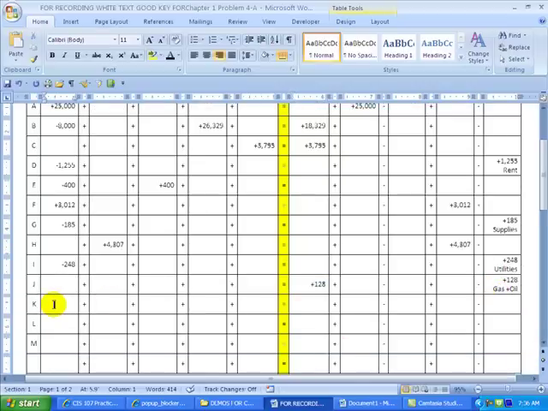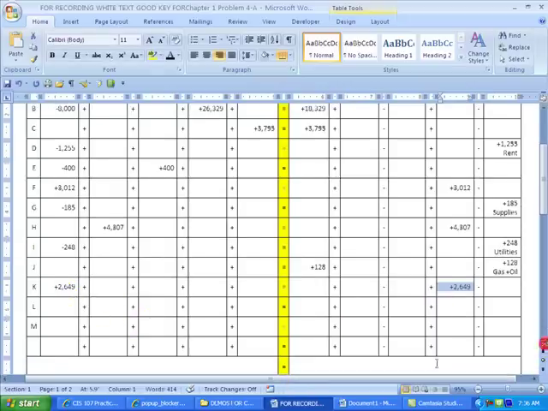Looking at letter K, we sold catering services for cash. So here's another sale. This time it's a cash sale. So our cash is going up and our revenue is going up. Plus here, plus here. We're in balance.